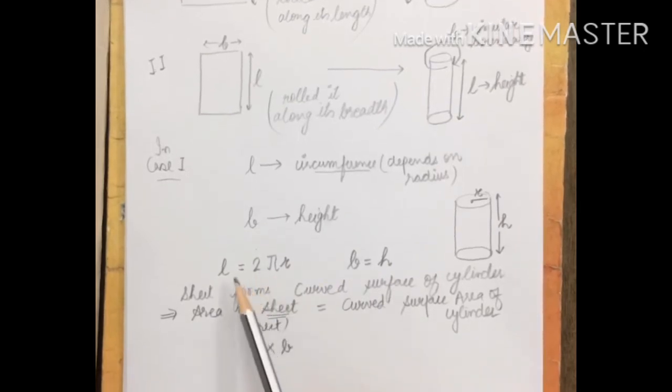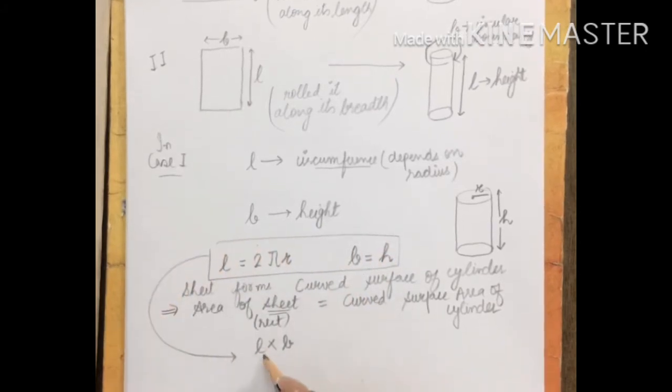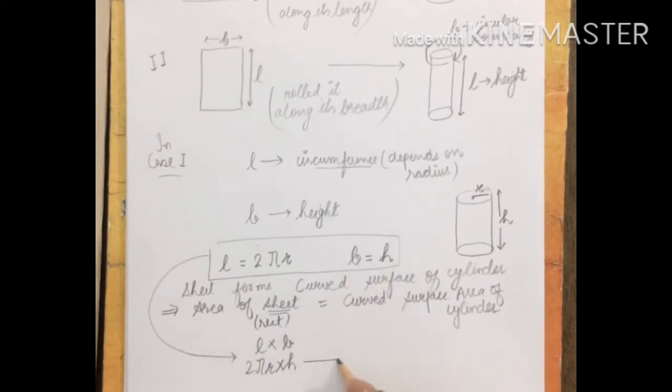Now we have already obtained a relation between L and the radius, and between breadth and the height. So let us use these values over here. L is 2 pi r, the circumference, into breadth, which is the height. So this is the formula for the curved surface area. I've used the acronym here, CSA, curved surface area of cylinder.